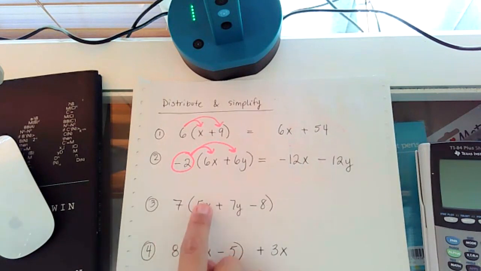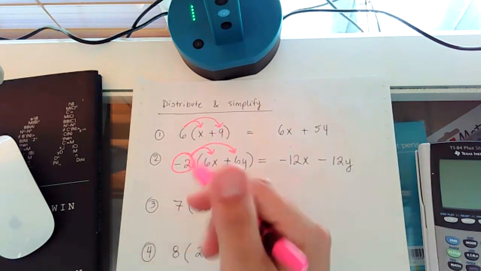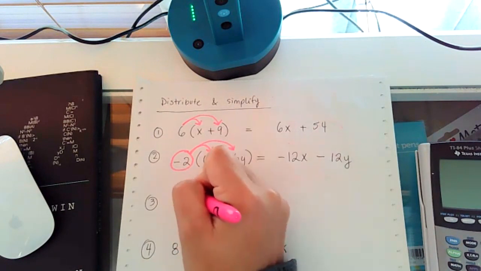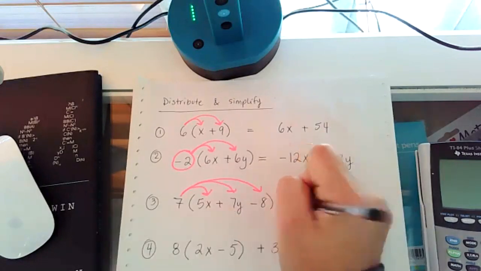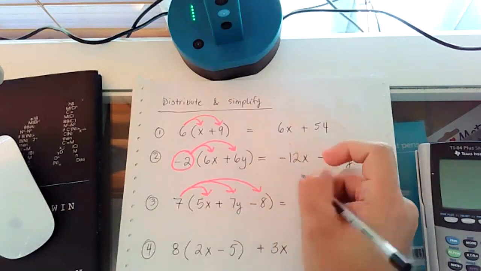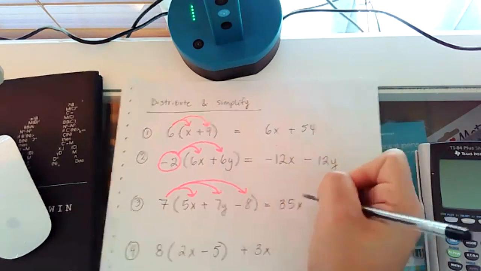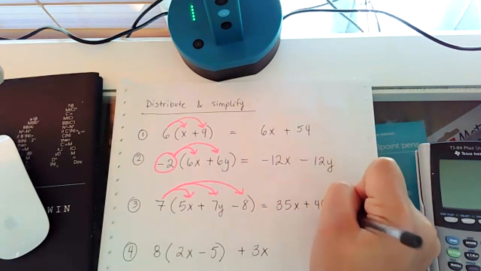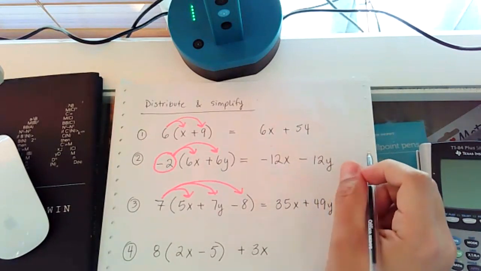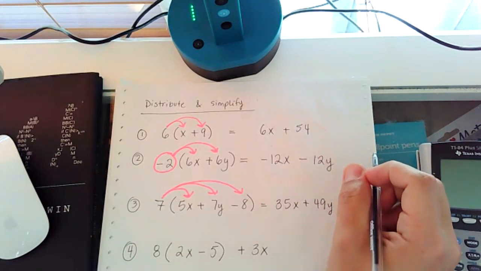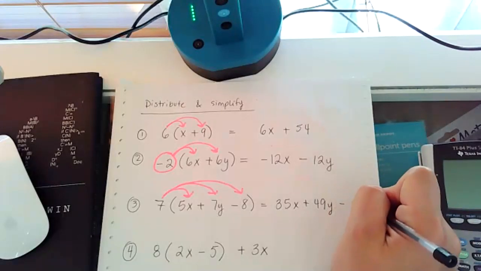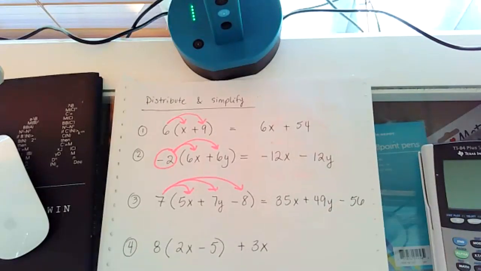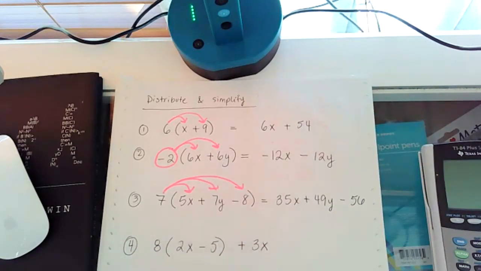You could distribute across more than two terms. So we'll take that 7 and multiply it by each of these terms. And this should simplify to 35x plus 49y minus 7 times 8. Oh, Lord. 7 times 7 is 49, and then I add another 7 to it, so that should be 56. Right?